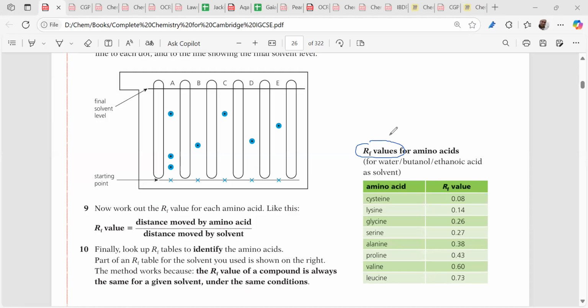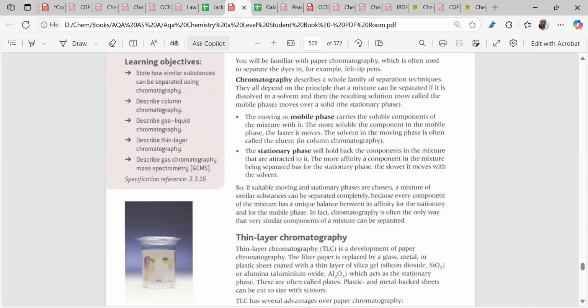So the RF value is the distance moved by the amino acids divided by the distance moved by the solvent. Now this RF value is a ratio. It will be adjusting in such a way that the ratio will be constant. This ratio will be constant. This is the thing we have to understand and master, right? The ratio will be constant. Now we are going into the different kinds of chromatography we have to learn.